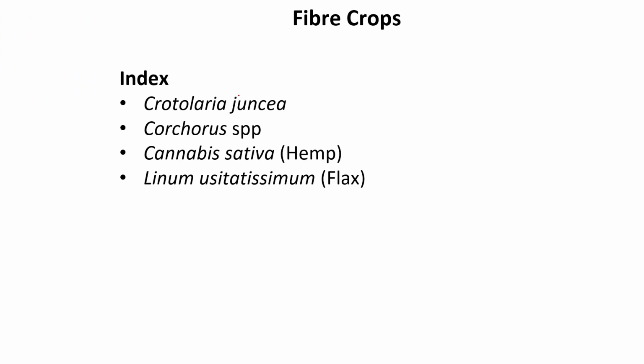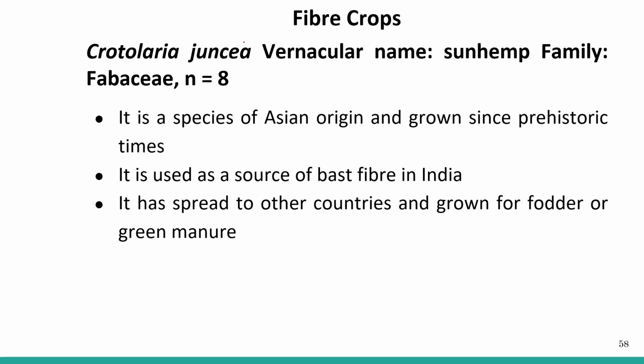In this session, we are going to study Crotalaria juncea. These are some of the crops that produce fibers: Crotalaria juncea, Corchorus species, Cannabis sativa, that is called hemp, and Linum usitatissimum, that is flax. These four species provide different types of fibers that are used. We are going to study these fiber crops in this particular session. So let us start with Crotalaria juncea.